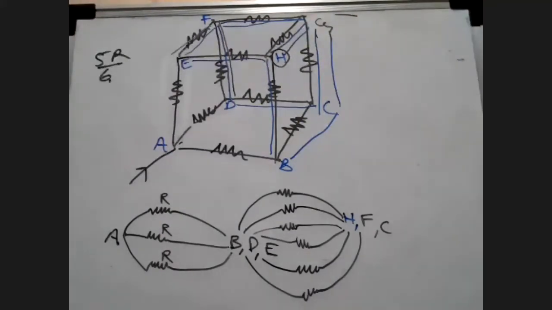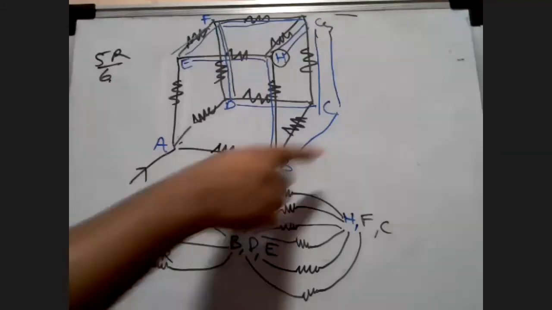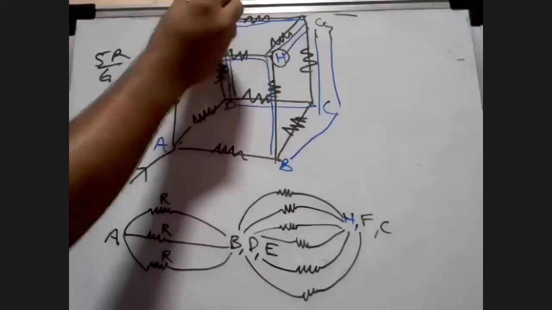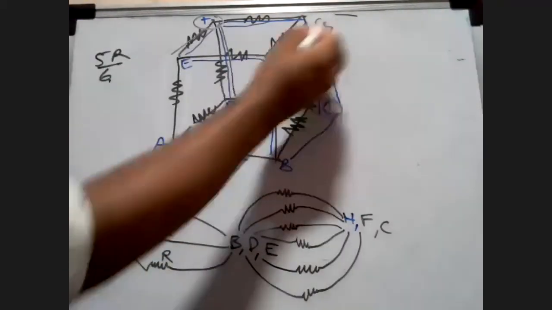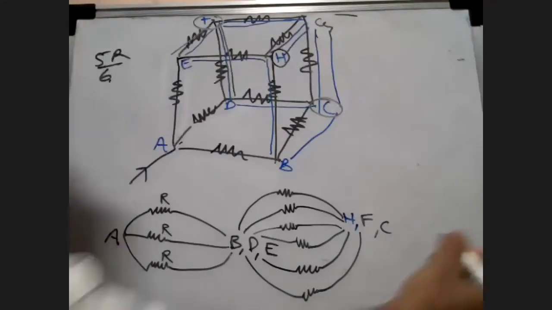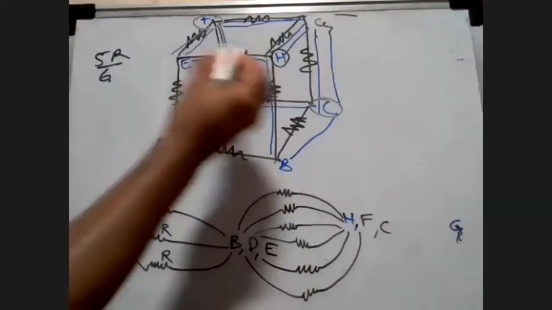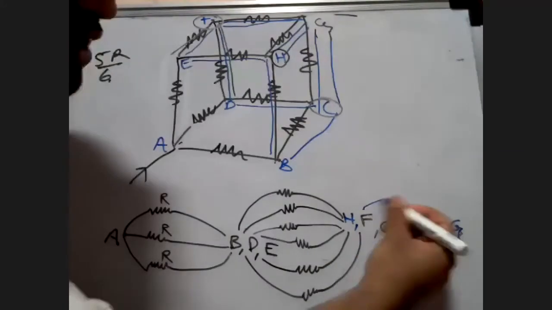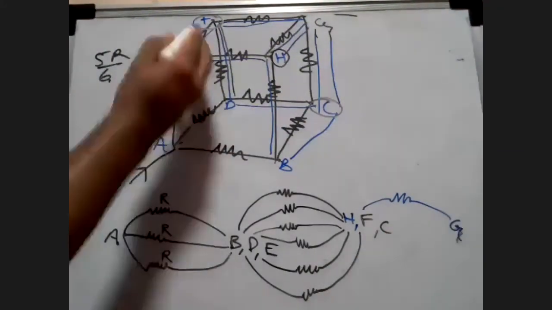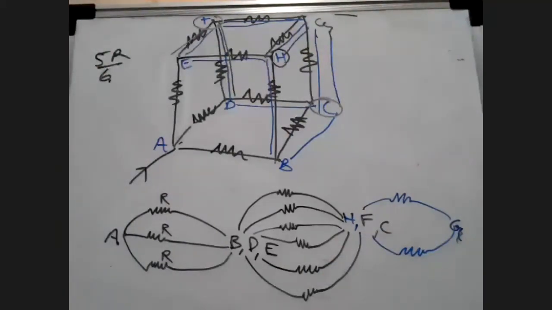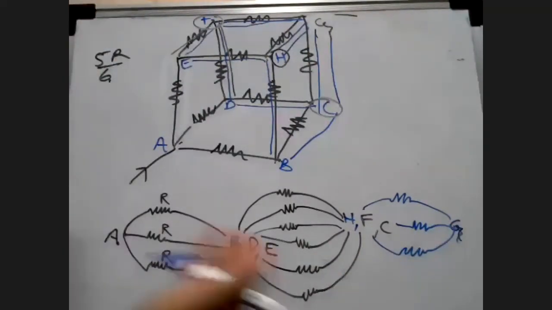Now, since we have reached which points? We have reached H, F, and C. From H, how many resistors go to G? There's only one resistor. Yes or no? So draw one resistor. From F, one resistor. Draw one resistor. And from C, one resistor. So draw another. You see how easy it got?